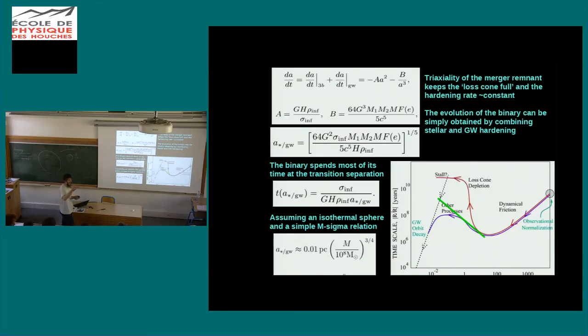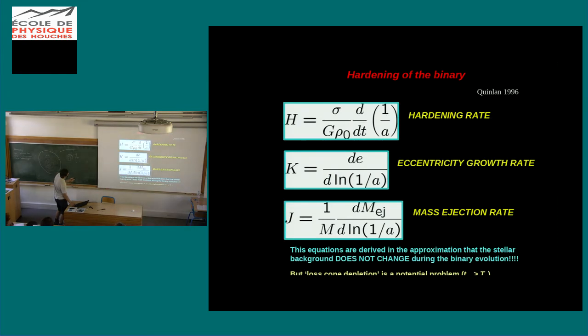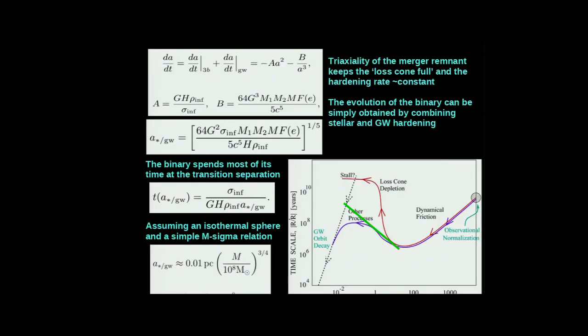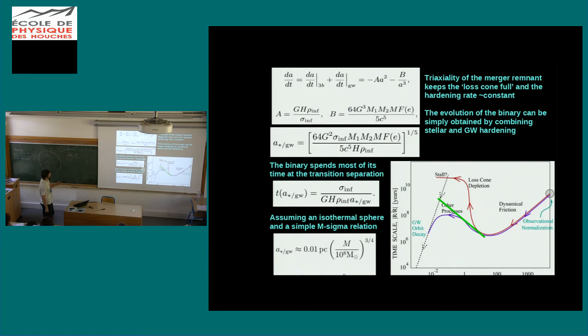You can now write the evolution of your binary because of interaction with stars and gravitational wave emission. The total da/dt is the da/dt given by three-body scattering plus the da/dt given by gravitational wave radiation reaction. If you expand this, the da/dt from three-body scattering goes with minus a squared, and the one from gravitational wave reaction goes with a to the minus 3. That's the steep dependence that we saw before, and the constants are these two numbers here.